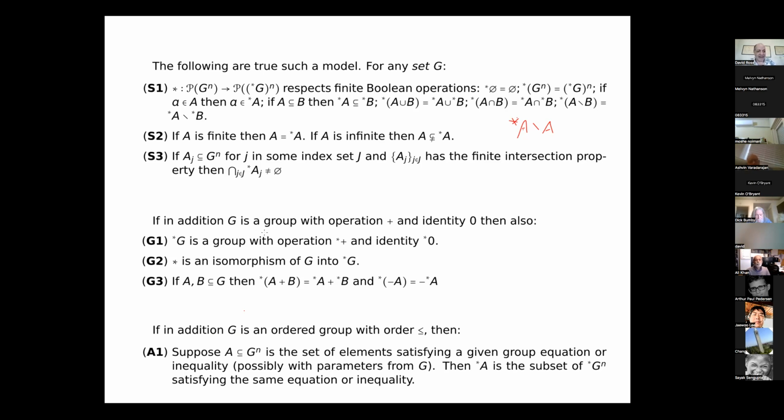If you've got an internal star finite set of elements, indexed by a non-standard integer, that sum is also in star G. That's sometimes useful, but it's not going to be useful today. Anyway, it's a group with the same addition and the same identity. Star is an isomorphism of the original group into star G, and star respects the addition and inverse. In this case, it's an additive group, so negative. So it respects those operations, and again, that's all by transfer.